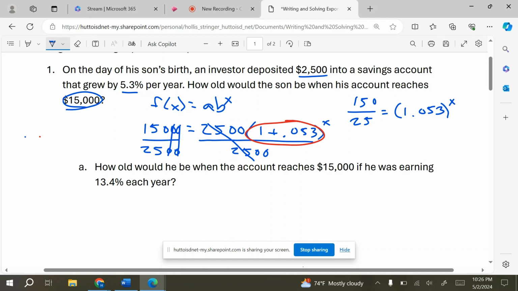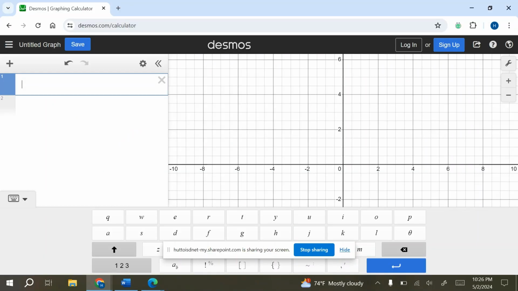So we would write this as log with a base of 1.053. And remember, we're isolating the exponent. So here would not go the exponent. Instead, we would put in parentheses 150 over 25. And that would equal our exponent. All right, so now that we have our exponent by itself, we can jump over to Desmos.